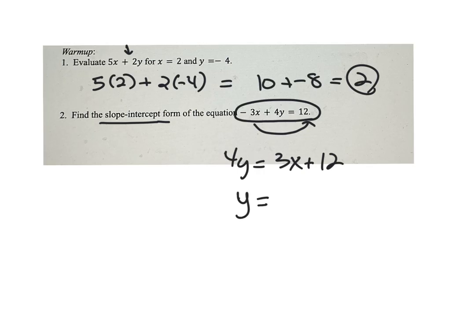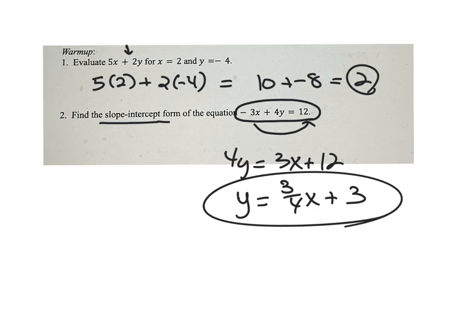Now when you divide by 4, you've got two options. Well, let's just divide each term by 4. Make that 3/4 x. 12 divided by 4 is 3. There's your slope-intercept form. Those skills you should already be able to do, but just giving you a warning, you're going to have to do both of those today as we go.